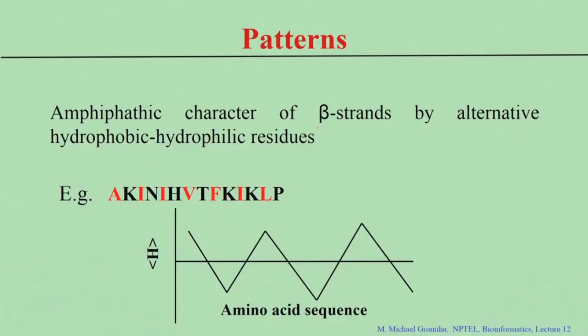This is another pattern I discussed earlier. This is the beta sheets, right, with amphipathic character. Because you can see the red one is the hydrophobic and the black one is the hydrophilic. So, you can see alternating hydrophobicity. So, this will give the pattern for the beta strands.